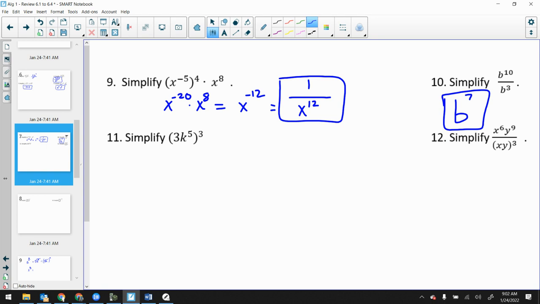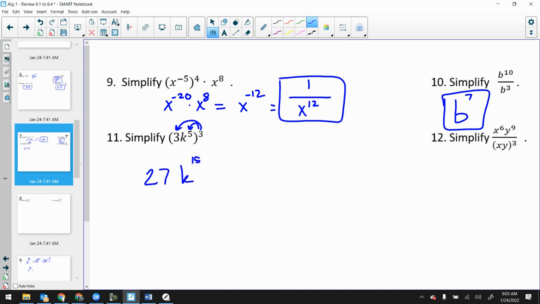Number 11. Now be careful here. I bet a lot of you would tell me that I would do the distributive property in here. But be careful. Is that going to be a 9 in the front? No, that is not 3 times 3. That is 3 to the third power, which is 27.